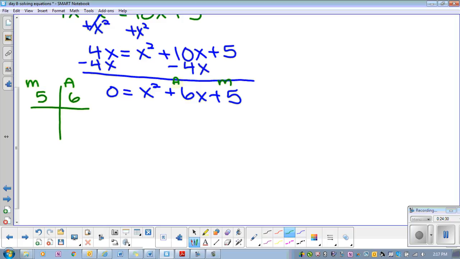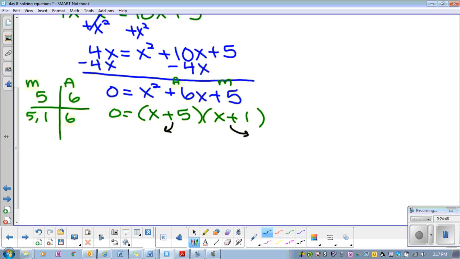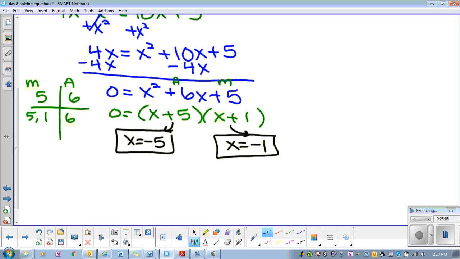What are two numbers that multiply to give me 5 and add to give me 6? 5 times 1. So double parentheses, x plus 5, x plus 1. So what are my two x's? x equals negative 5, x equals negative 1. Alright, I have x equals negative 5, x equals negative 1.